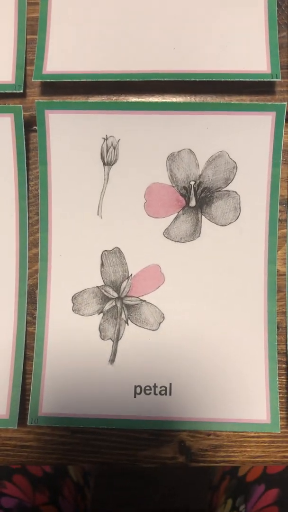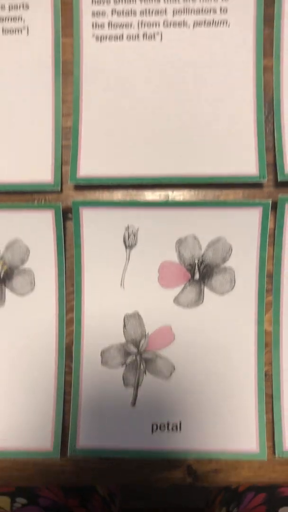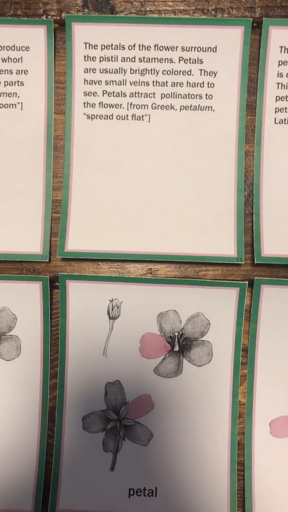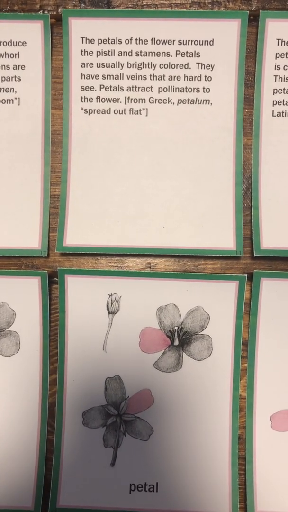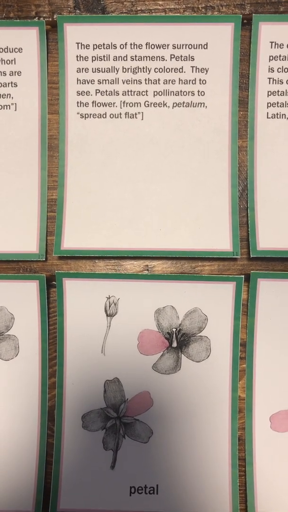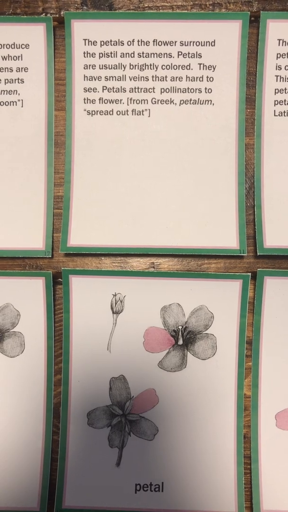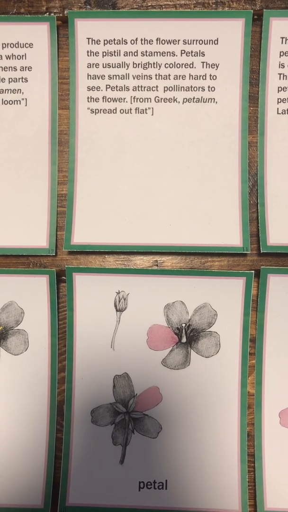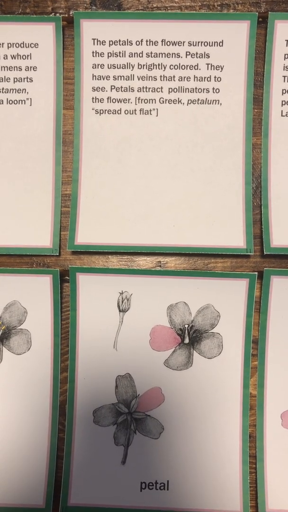Next is most of our favorite, which is a petal. The petals of the flower surround the pistil and stamens. Petals are usually brightly colored. They have small veins that are hard to see. Petals attract pollinators to the flowers.